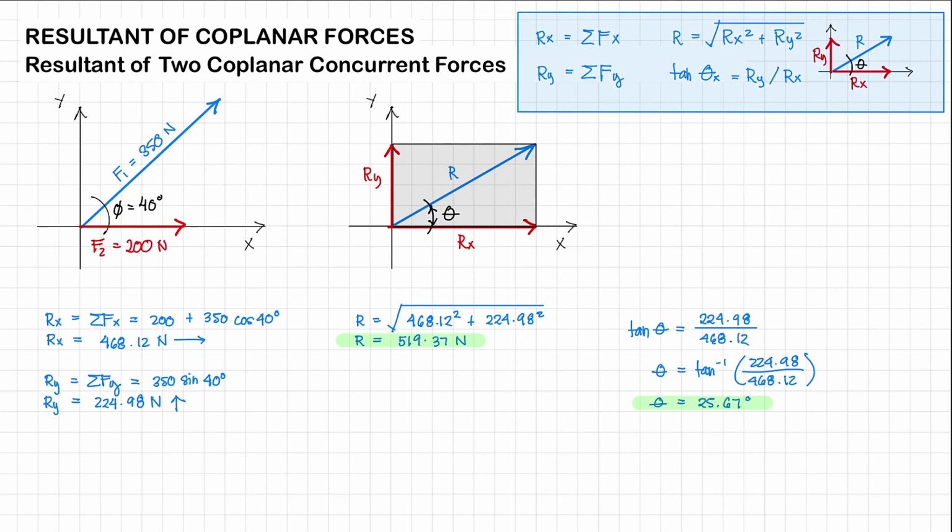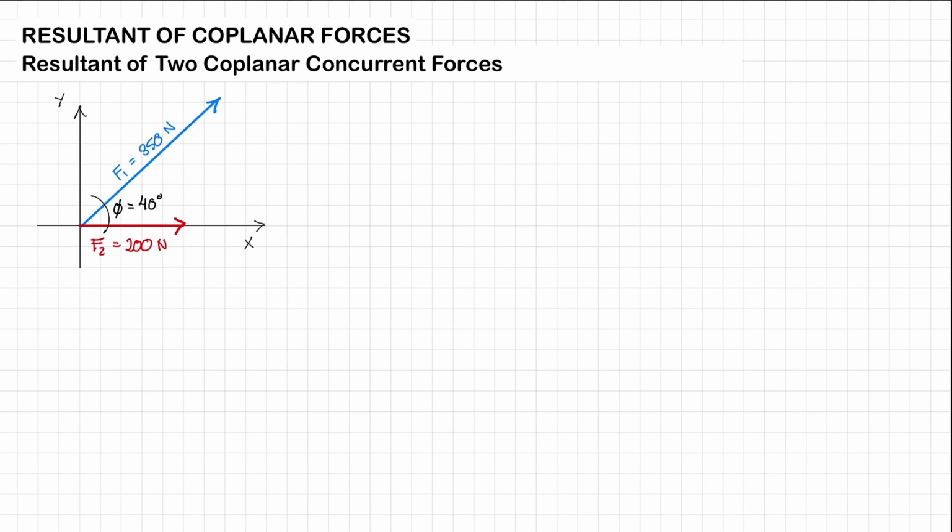Now, there's another way of solving this problem, and that is by applying the parallelogram law. Alright, so we'll be solving the same problem, but only this time we will be using the parallelogram law to solve for the resultant. So what is the parallelogram law, and how are we going to use that to solve for the resultant? If we have two concurrent forces, the resultant of that is going to be the diagonal of the parallelogram that will be formed by those two forces. Okay? So basically, we're just going to be drawing a parallelogram.